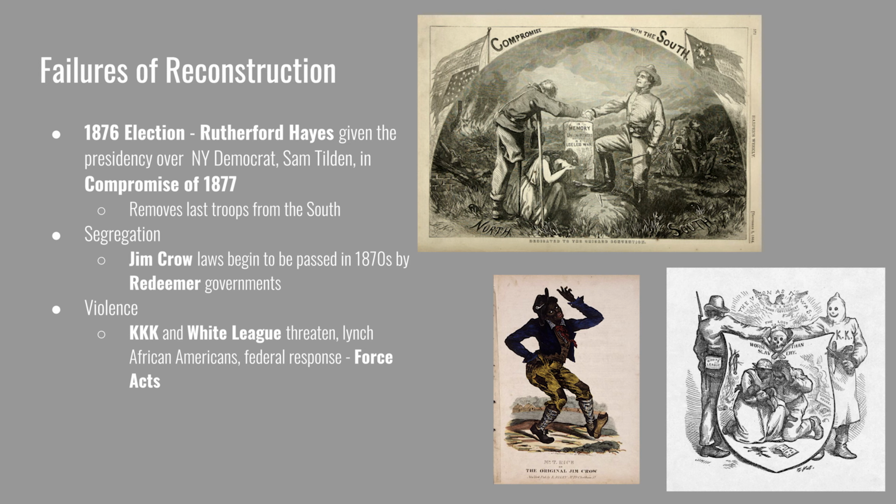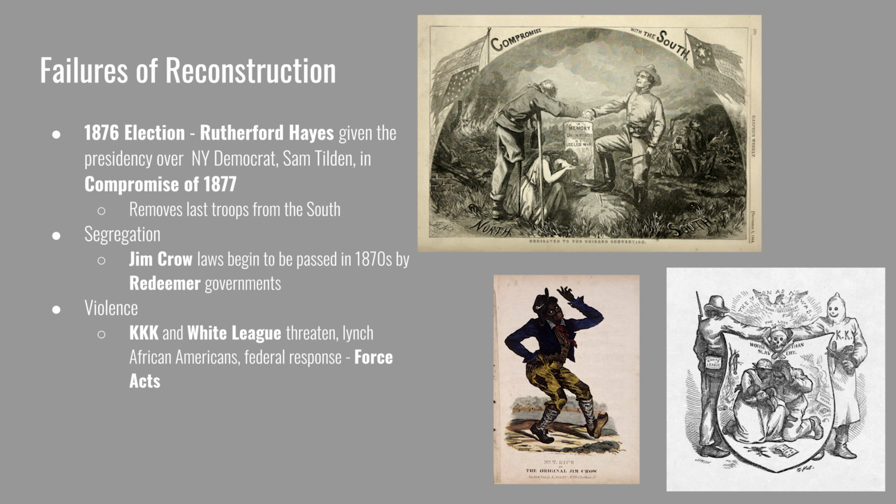A 15-member commission is appointed to determine the validity of the returns of the states in question. It was composed of 8 Republicans and 7 Democrats. Eventually, the commission gives the necessary votes to Rutherford B. Hayes over the Democrat Samuel Tilden, in what is called the Compromise of 1877. In exchange for the presidency, Republicans promised to remove the last troops from the South.